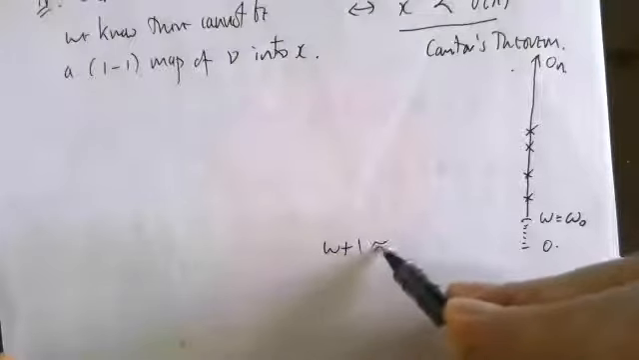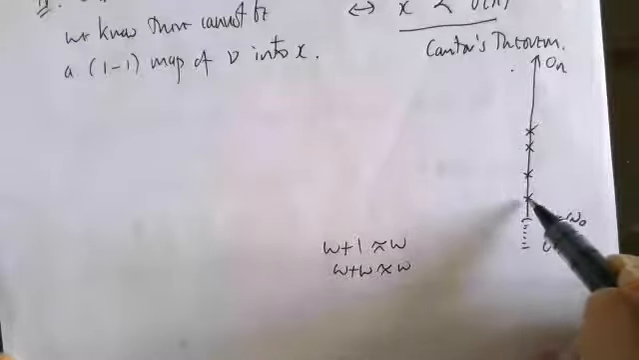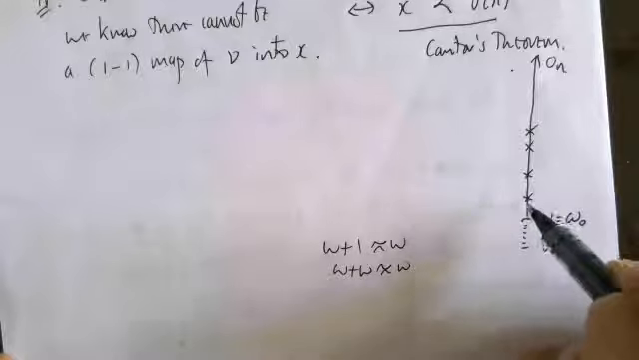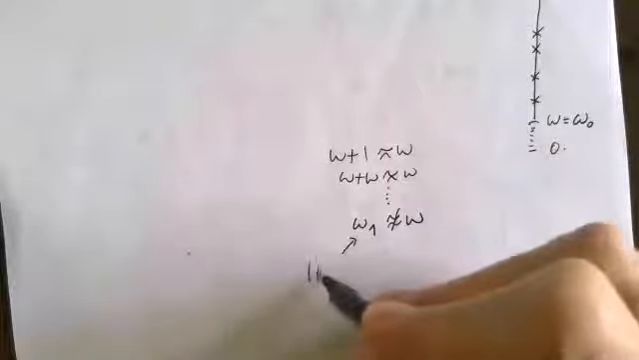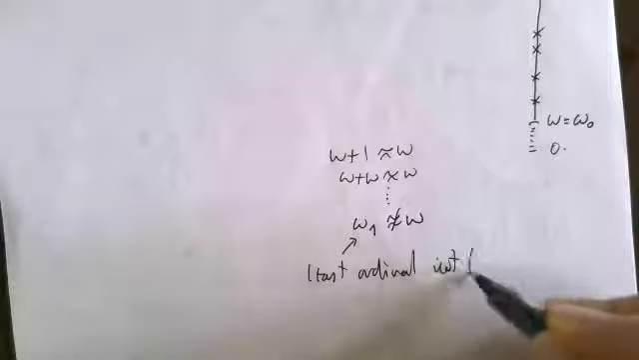But then we saw that omega plus 1 was bijective with omega, and omega plus omega is bijective with omega. So these are not cardinals. So these ordinals in here are not cardinals. But then after a while, you reach the first ordinal that's not bijective with omega. And we call it omega 1. Right? So this is the least ordinal not bijective with omega.